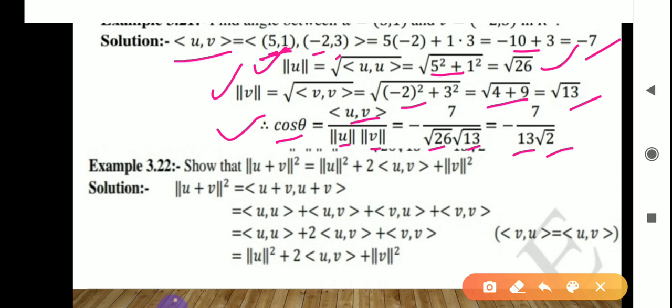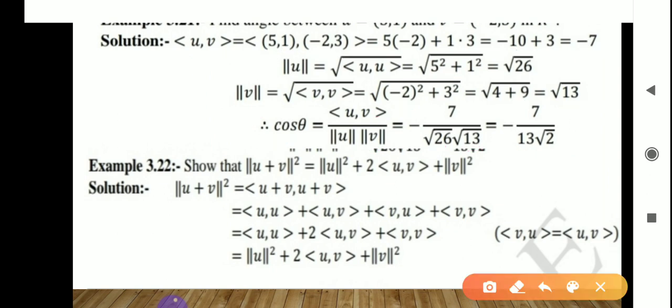Then the next problem is: show that norm of u plus v, whole square, is equal to norm u square plus 2 times the inner product of u and v plus norm v square. Now how do we prove this? Norm of u plus v square is equal to the inner product of u plus v comma u plus v. Now how do we split this inner product of u plus v comma u plus v?